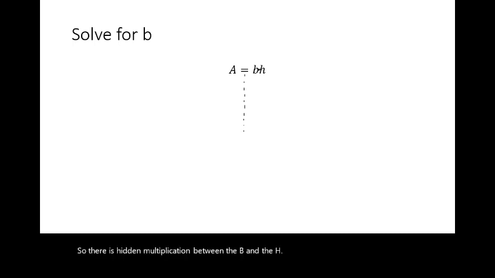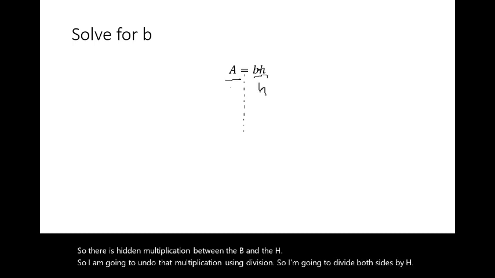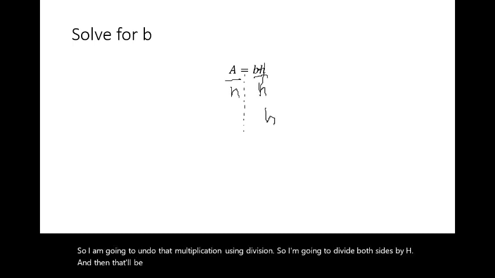So I am going to undo that multiplication using division. I'm going to divide both sides by h, and then that'll be it. So b is now by itself and equals a over h.